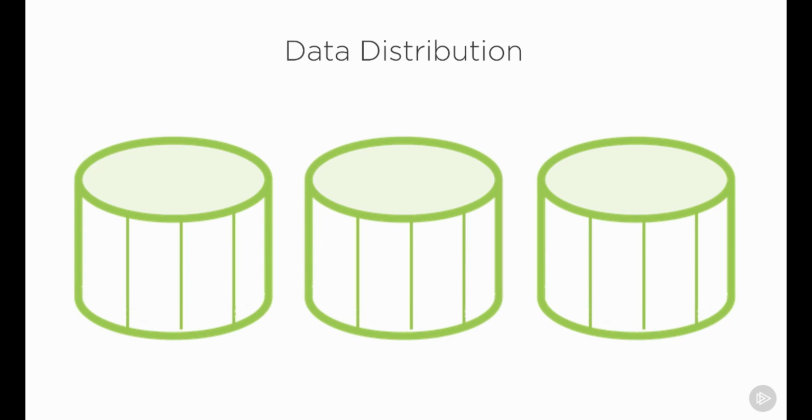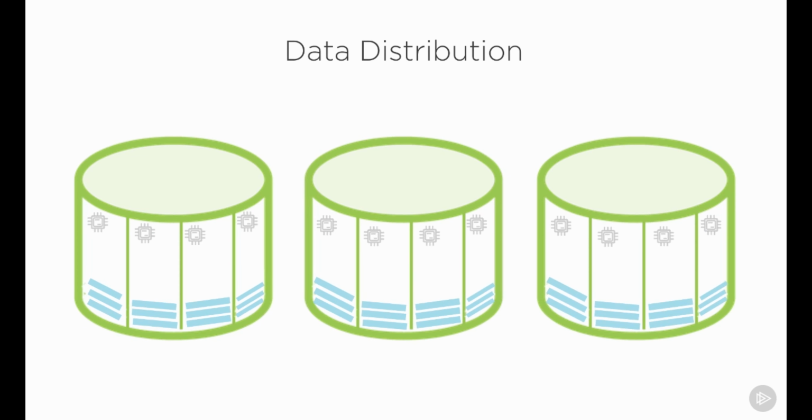So hopefully you're catching the theme here. Data distribution ensures that all nodes and node slices can pitch in and spread the work. Massively parallel processing. That's the goal. That's our number one priority.